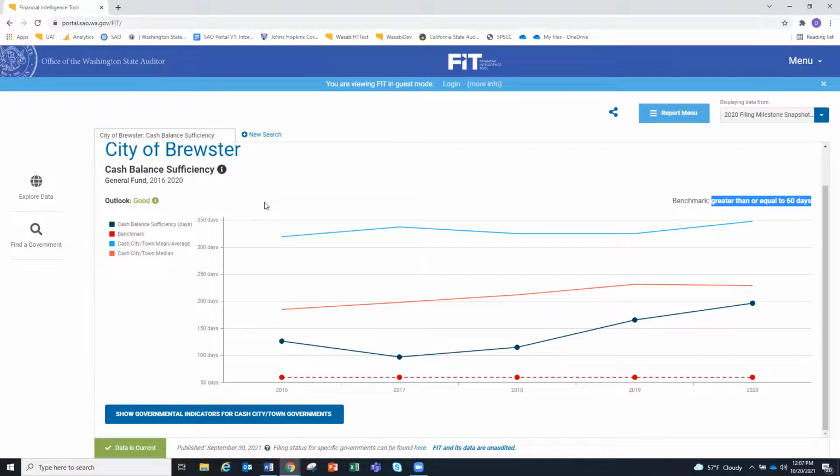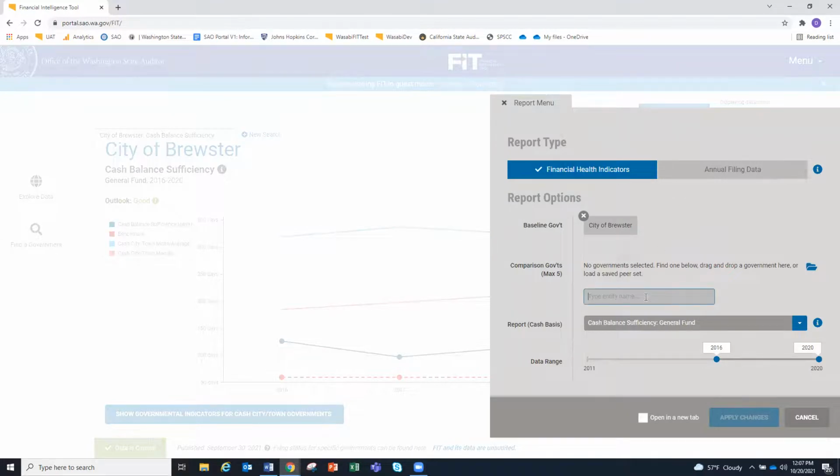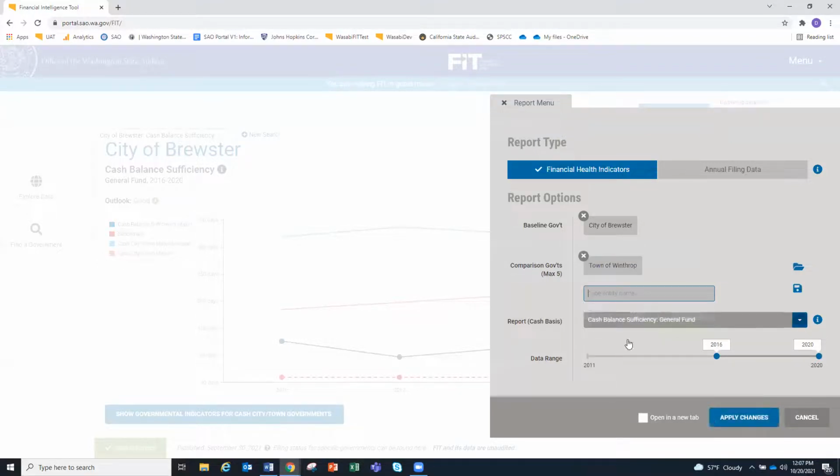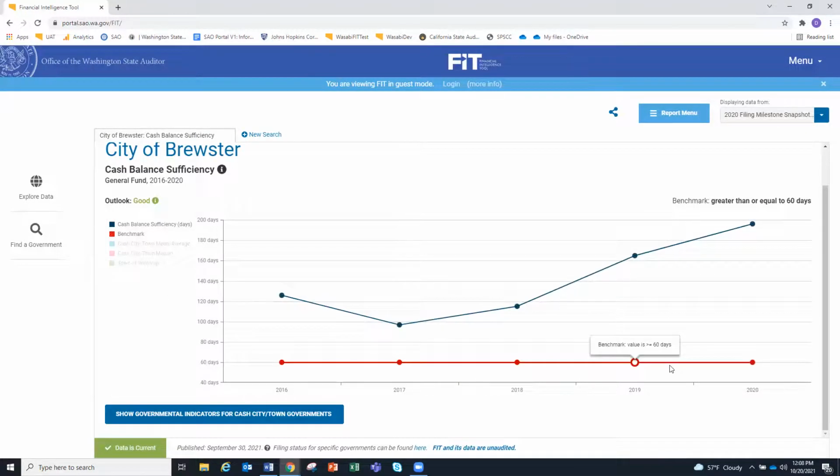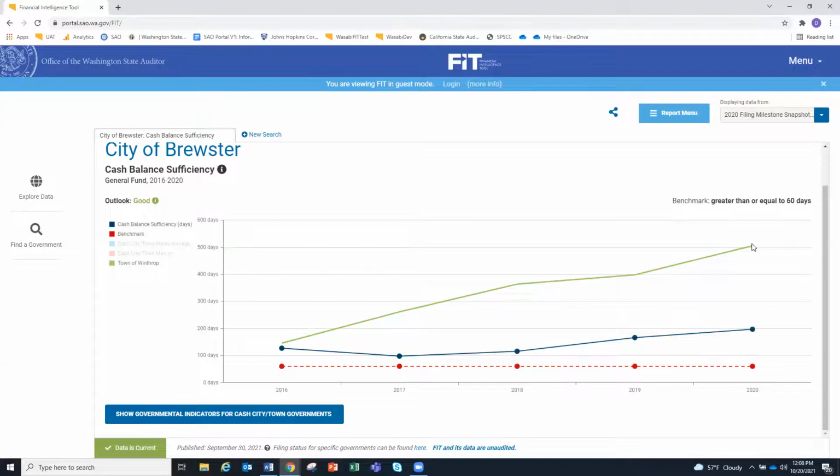Now, one of the other things that we've heard is, I want to compare myself to somebody else. So up here in the report menu, you have the ability to pick another city or town that you would like to compare yourself to. In this case, I noticed that we had the city of Winthrop enrolled, so I'm going to throw you in here because you're geographically close to Brewster. We're going to show their data lined up with Brewster. Again, here's the benchmark, here's Brewster, and here's the town of Winthrop in green. It gives you some context on what other people are doing, what their numbers are compared to ours, and it helps with the analysis.